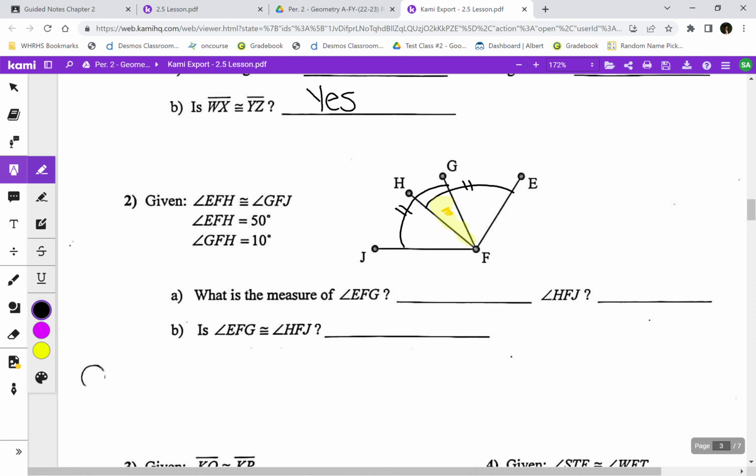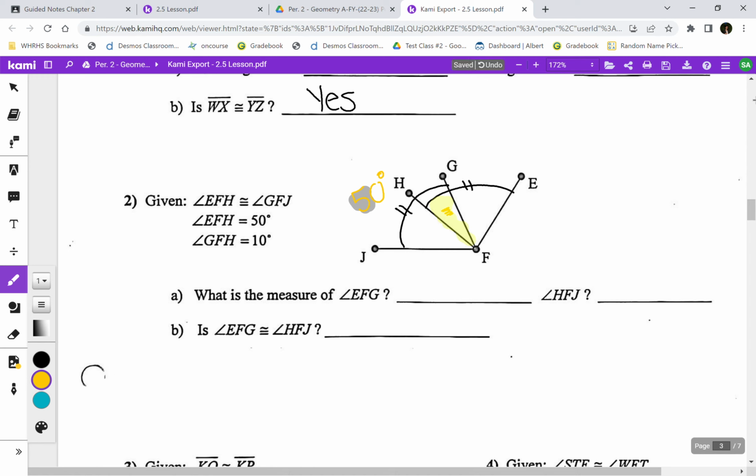Angle EFH is 50 degrees, which means angle GFJ is also 50 degrees, so those are both 50. And angle GFH is 10 degrees.